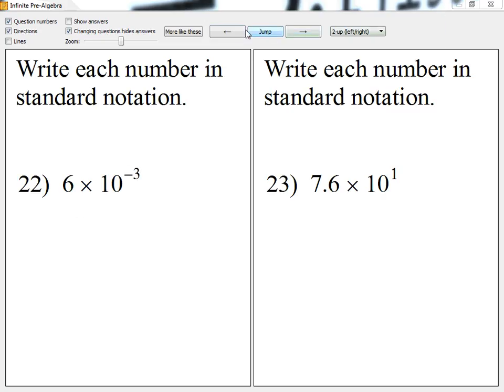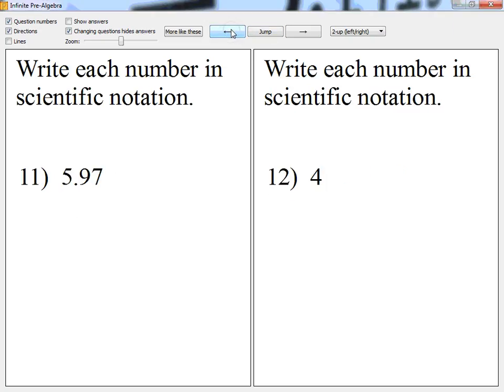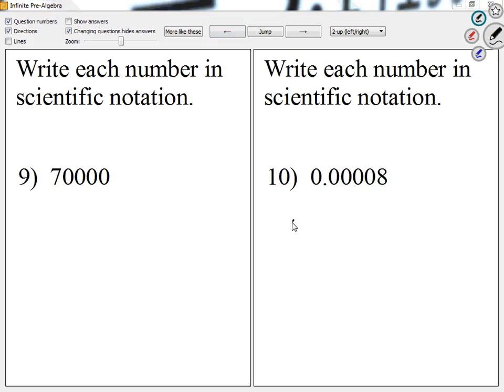And you had number 10. Let's take a look at number 10. We had this one earlier. So we have 8 times 10 to the what? Negative 5. Yes.